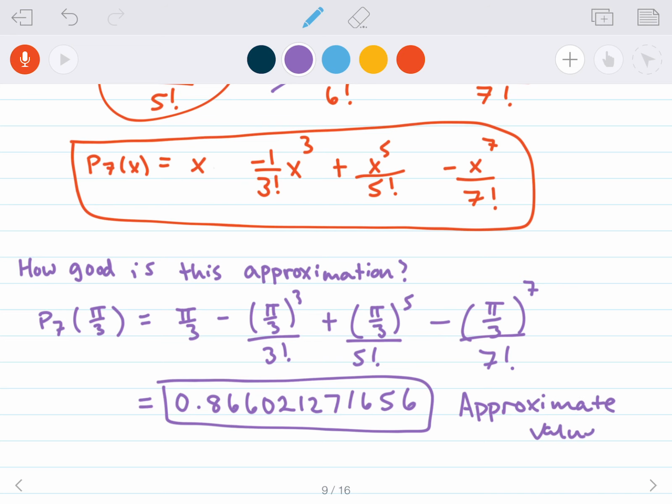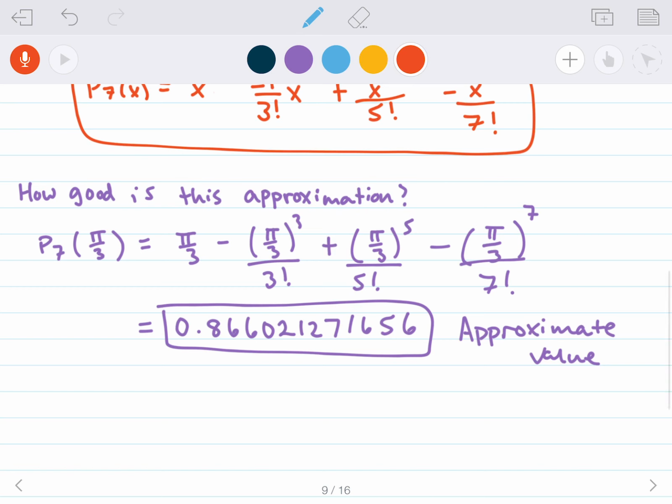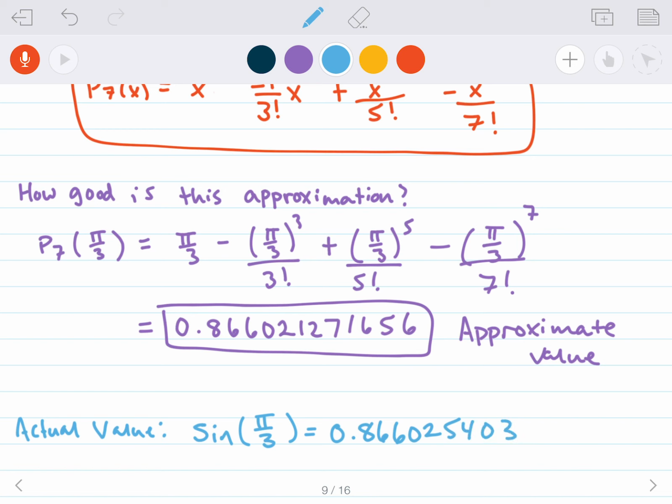And let's look at my actual value. So the actual value is just going to be sine, right? That was our function in question. Sine of x, which is pi over 3. And if you put this in Desmos, it's going to give you this. So this is the actual value, which is very, very close to the approximate value.